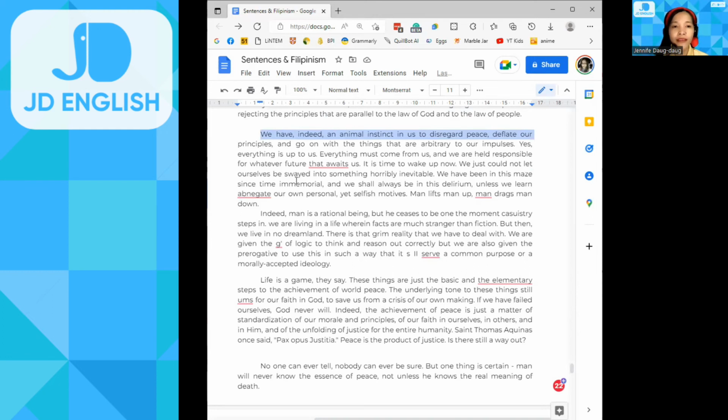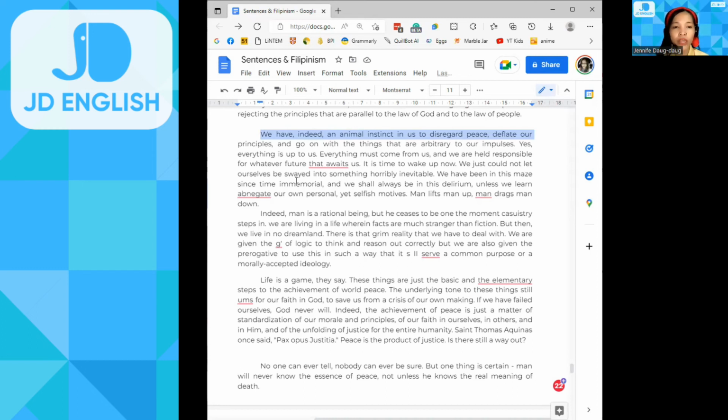We have been in this maze since time immemorial, and we shall always be in this delirium unless we learn to abnegate our own personal yet selfish motives. Man lifts man up. Man drags man down. Indeed, man is a rational being, but he ceases to be one the moment casuistry steps in. We are living in a life wherein facts are much stranger than fiction.